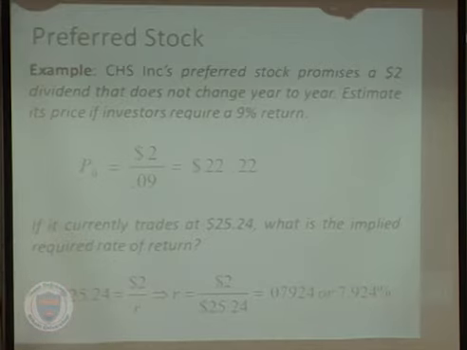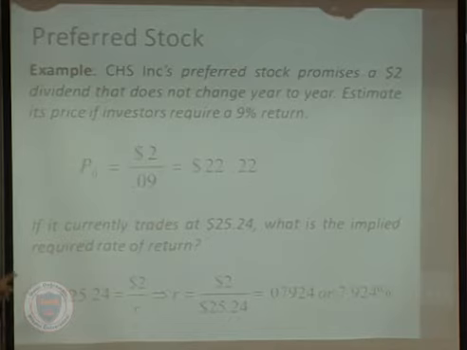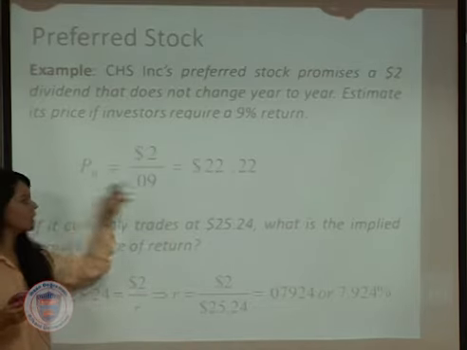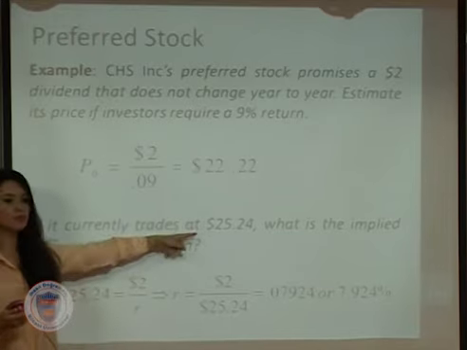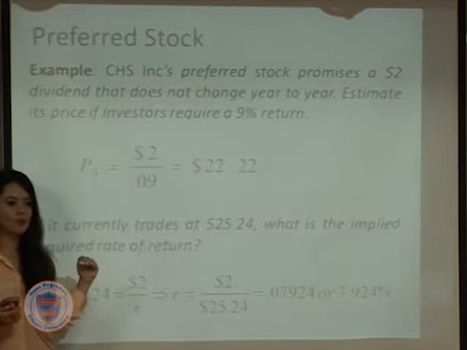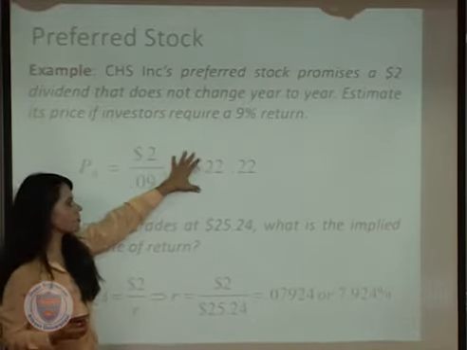Another question, which is a similar thing, is the required rate of return. It says, if it currently trades at 25, what is the implied required rate of return? So you calculated the price having this 9% interest in mind, and you said the price should be $22.22. But its current price is $25. So is this overvalued or undervalued according to our calculations? This is the market price. This is the price you estimated.